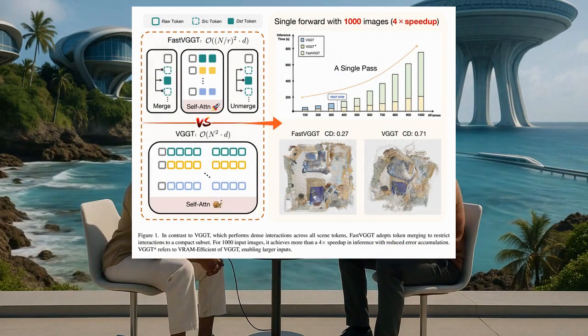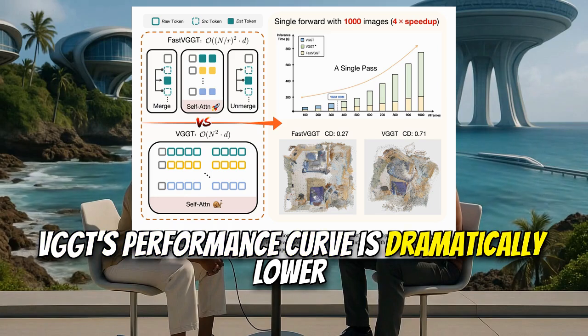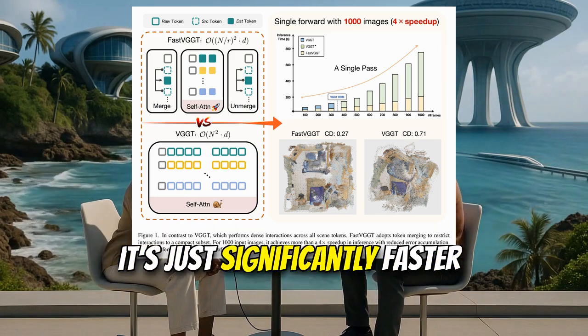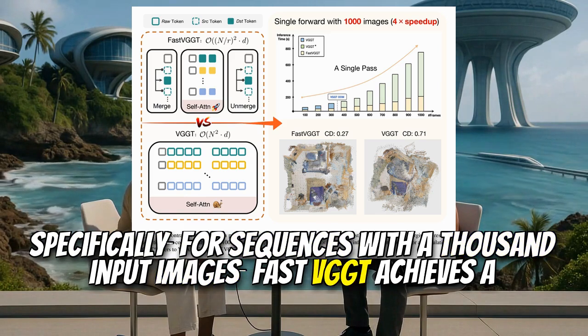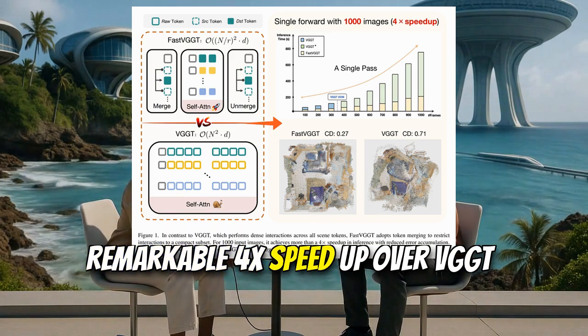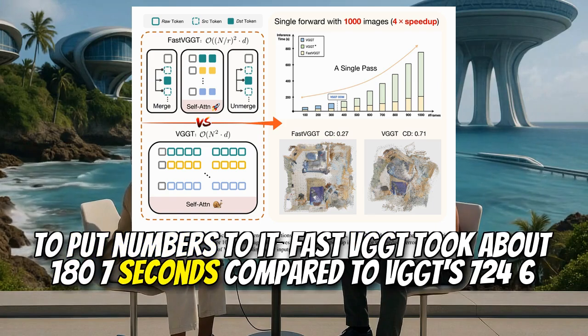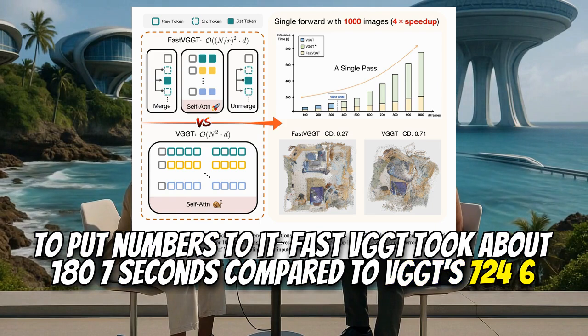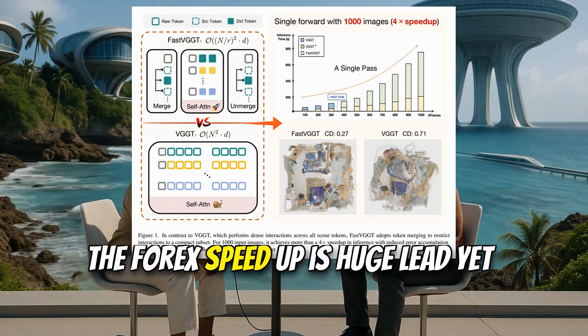Let's start with the speedup. If you look at Figure 1, the comparison graph of inference times, Fast-VGGT's performance curve is dramatically lower. It's just significantly faster. Specifically, for sequences with 1,000 input images, Fast-VGGT achieves a remarkable 4x speedup over VGGT. To put numbers to it, Fast-VGGT took about 180.7 seconds compared to VGGT's 724.6 seconds for the same task. A 4x speedup is a huge lead.